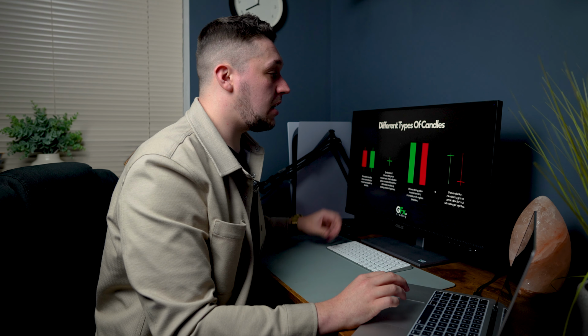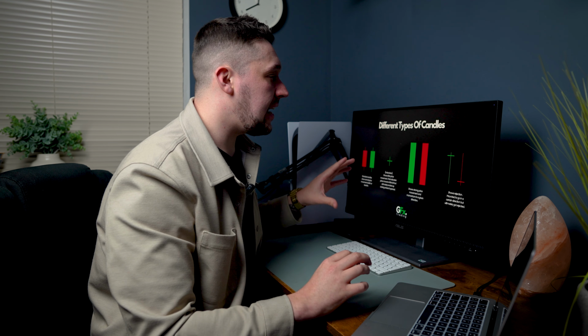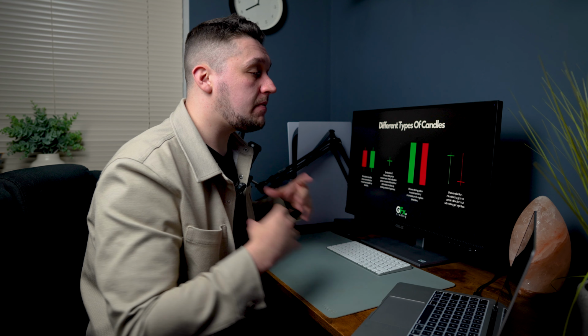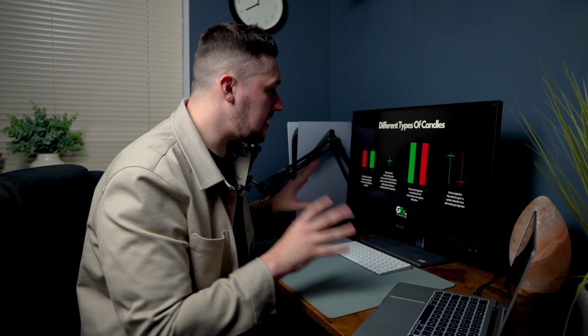So these are the four, I want to say, main types of candles. There are loads of different other ones as well, but these are certainly the four main ones that I would encourage you to learn and get your head around, because these are the four main ones that really give you the story as to what happened within that time frame.